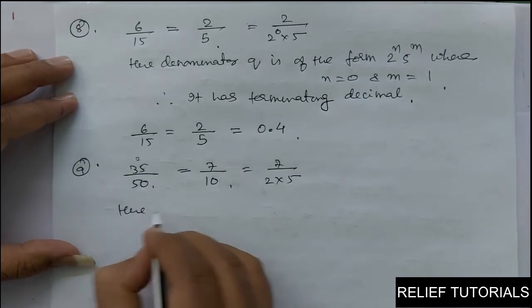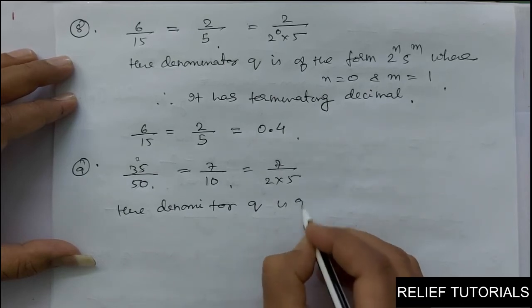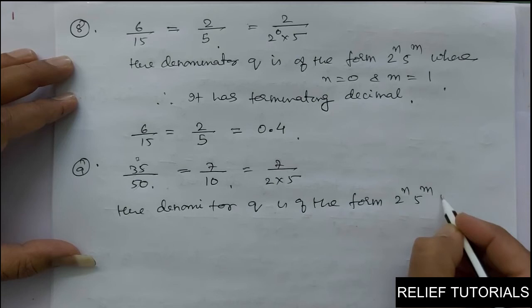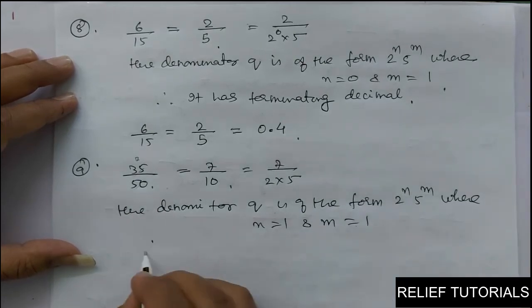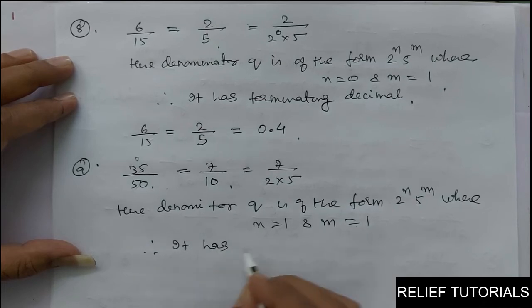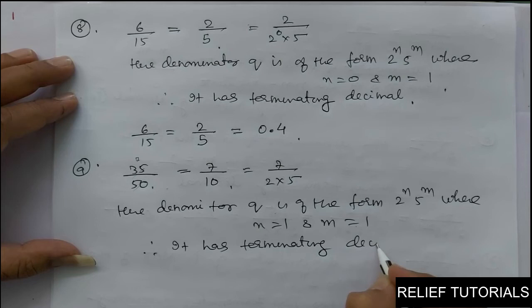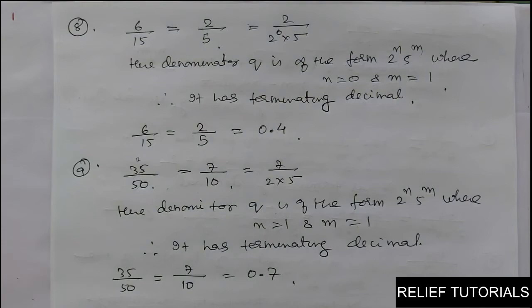So here the denominator q is of the form 2 raised to n, 5 raised to m, where n is equal to 1 and m is equal to 1. Therefore, it has a terminating decimal. And if it has a terminating decimal, you have to find the decimal form. 35 upon 50 is equal to 7 upon 10. So that is equal to 0.7. Clear?